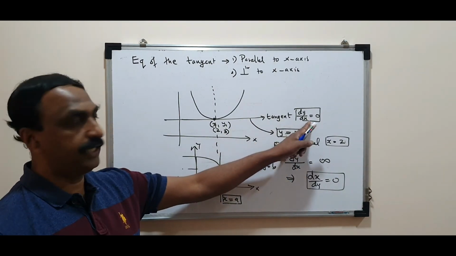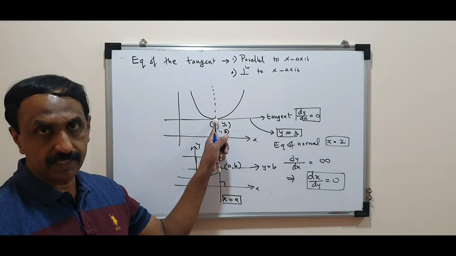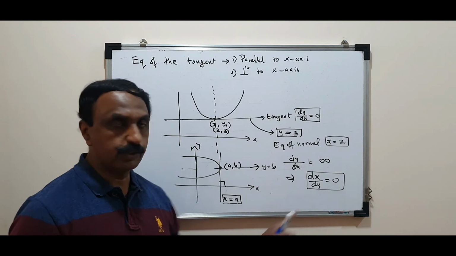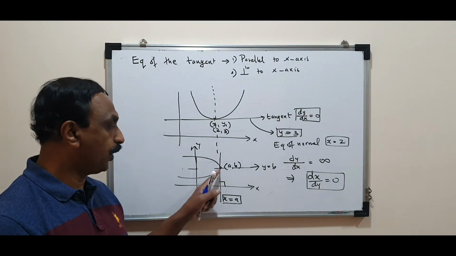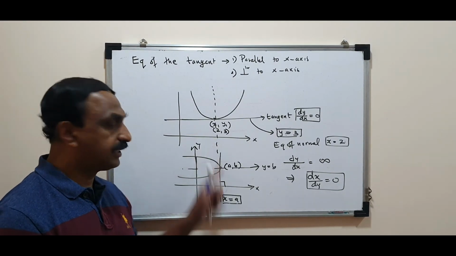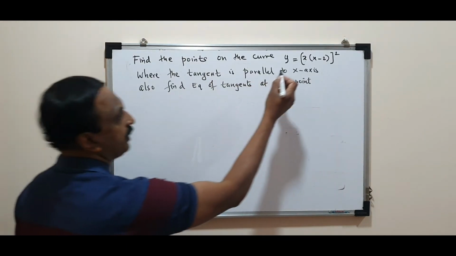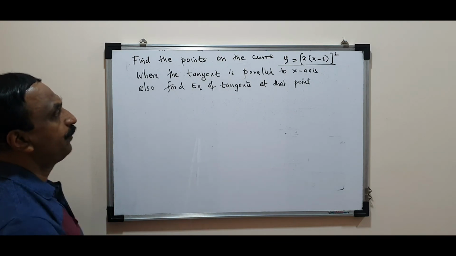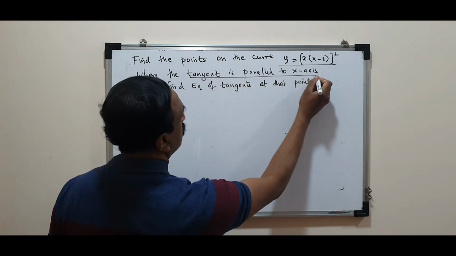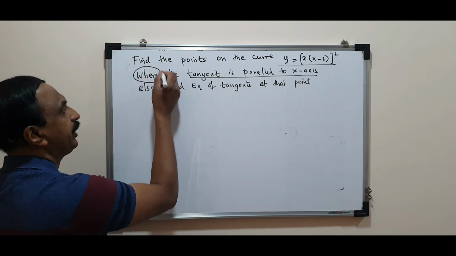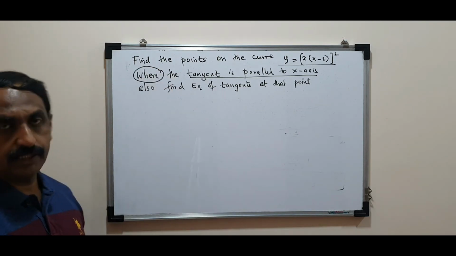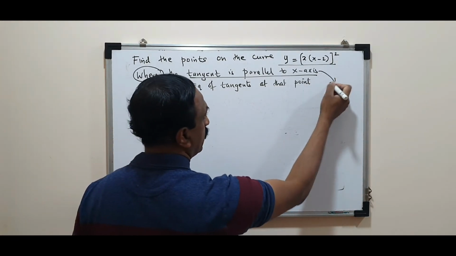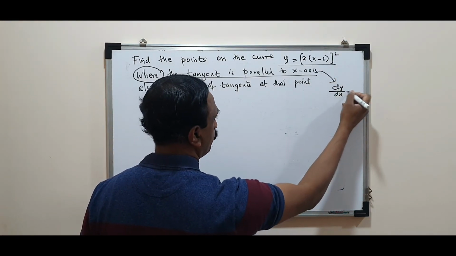So just differentiate dy by dx equal to 0, you will get the point where the tangent is parallel to the x-axis. Differentiate dx by dy equal to 0, you will get the point where the tangent is perpendicular to the x-axis. Here we are given the curve y is equal to x into (x minus 2) the whole square. We need to find the points where the tangent is parallel to the x-axis. When the tangent is parallel to the x-axis, what happens? dy by dx at that point will be 0.